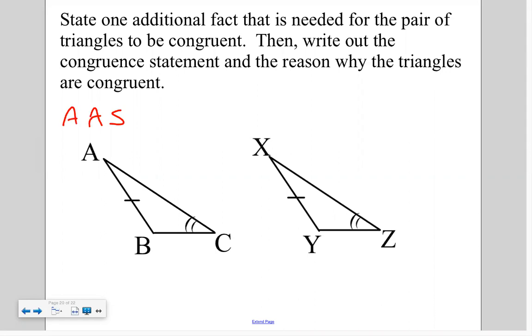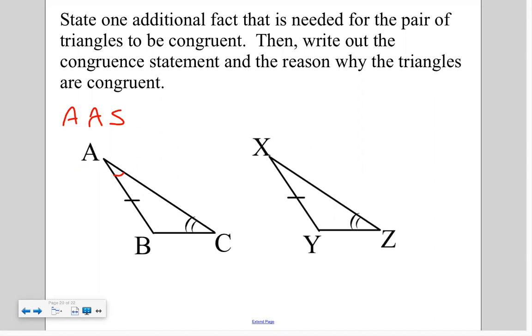Side angle side wouldn't work just because of where the initial angle is located, because it's not attached to that. If it was, we could use the other side. How about another fact that would work? I'll give you a hint. It'll be the same theorem, just a different angle.